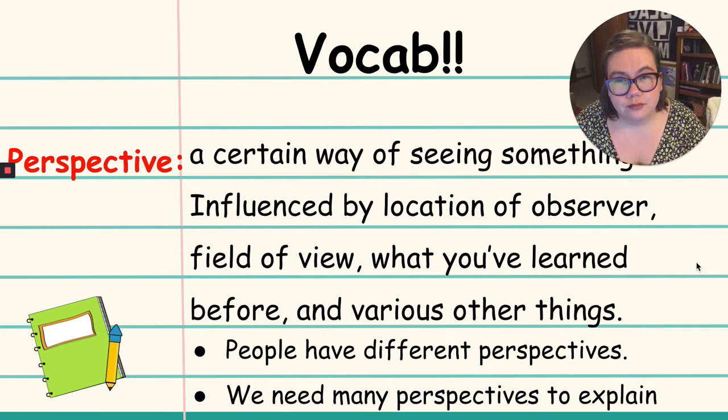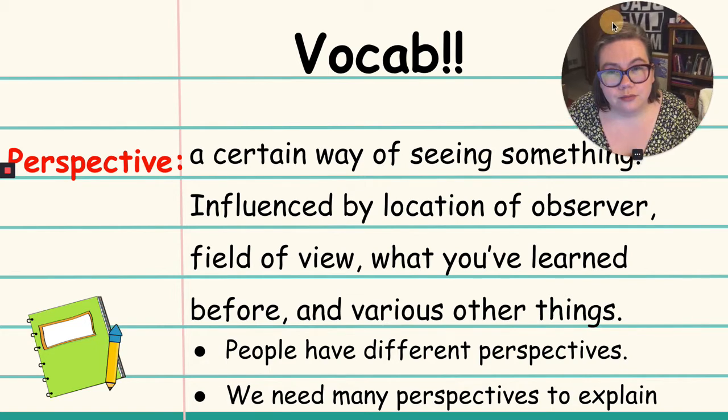So here is one of our first vocab words that we're going to write down, and perspective is the one that we're adding here. So you can see the definition there on the screen. That is a certain way of seeing something, influenced by location of observer, field of view, and what you've learned before, and various other things. This includes, or just a note that people have different perspectives, and we need many perspectives to explain.